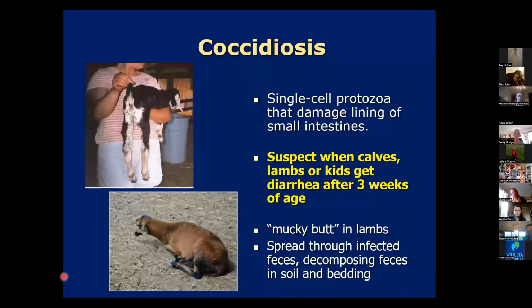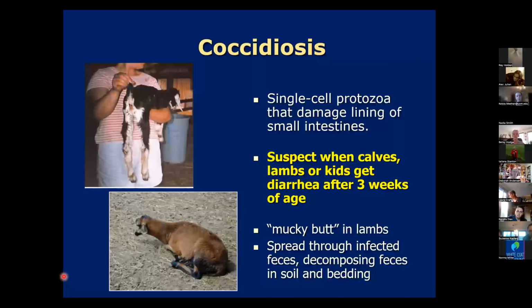Oh, coccidiosis. Coccidiosis is a little different, it tends to be more of an inside parasite than a pasture parasite. It's a single-celled protozoa and it damages the lining of the small intestines, which means they are not going to absorb nutrients as well. It tends to happen around 3 weeks old or a little older. You might have heard it called mucky butt in lambs, which makes this really dark colored, icky diarrhea.